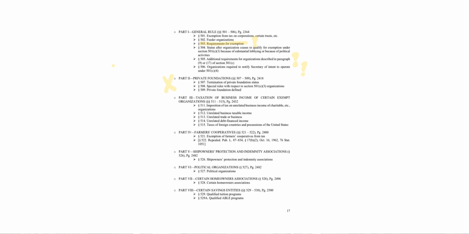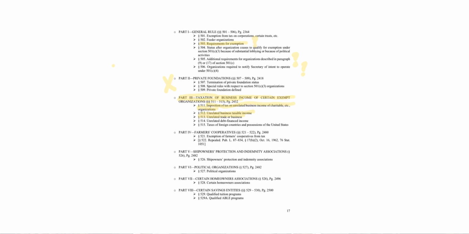Part 3, taxation of business income of certain exempt orgs. That sounds very interesting because it seems like maybe they're doing something unrelated to their main business. So 511, imposition of tax on unrelated business income of charitable, etc. organizations. Well, our organization seems charitable, right? They're providing services for the homeless. 512, unrelated business taxable income. 513, unrelated trade or business. 514 is debt finance, and 515 is taxes of foreign countries.